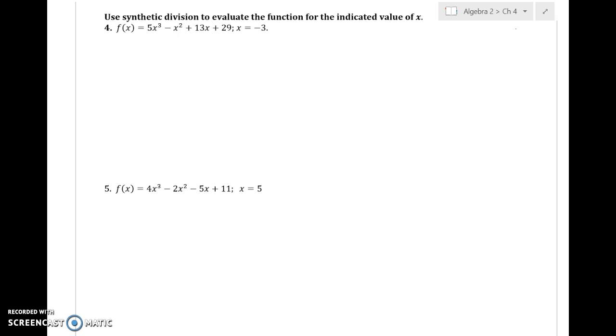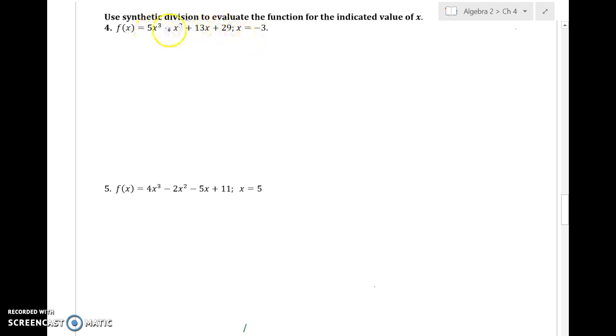So the really interesting use of synthetic division is how you can use it to evaluate a polynomial. I have given you problems like this on several tests, and a lot of you still get them wrong because there are so many opportunities to make mistakes when you are plugging negative 3 into this polynomial. So we could do 5 parentheses negative 3 to the third minus parentheses negative 3 squared plus 13 parentheses negative 3 plus 29. Or we can use synthetic division.